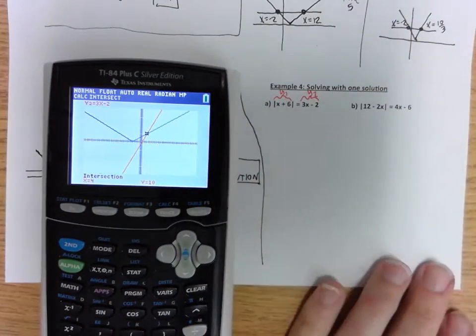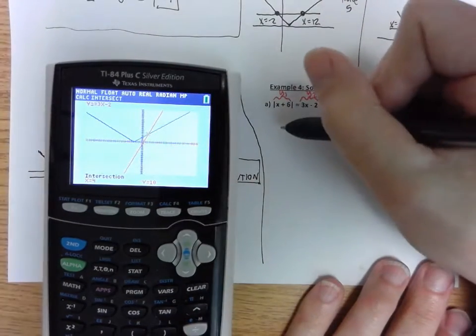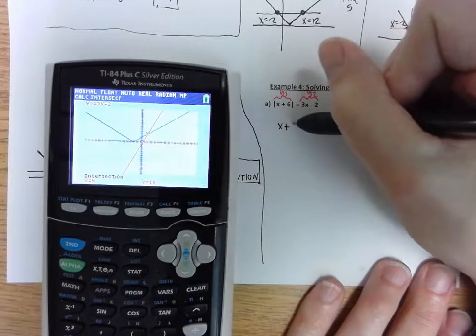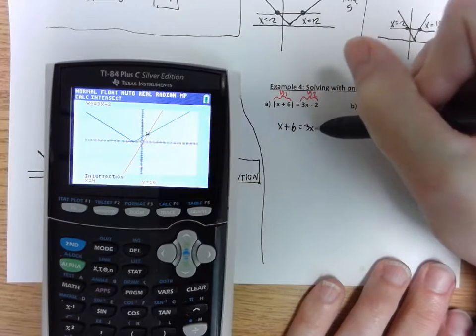Where are you going to find that? If you want to look for it by hand, you're still going to do x plus 6 equals 3x minus 2.